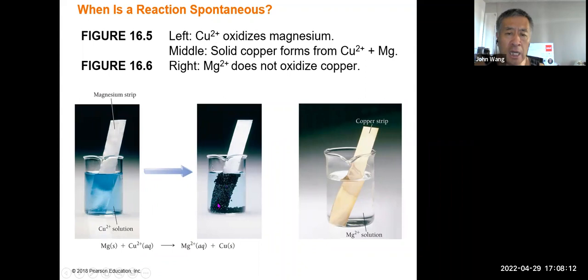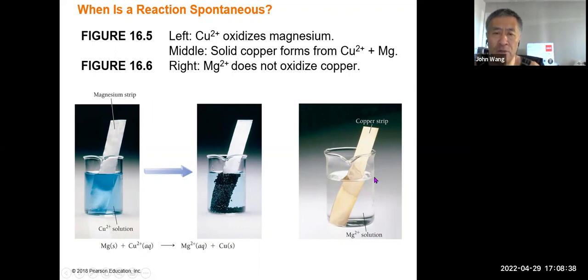And then the copper in the solution deposits on the metal. The copper ion is reduced to metal and deposits on the metal. If you do the reverse, if you use copper metal and put it in a solution of Mg2 plus, nothing will happen. You can make that happen by using electricity.